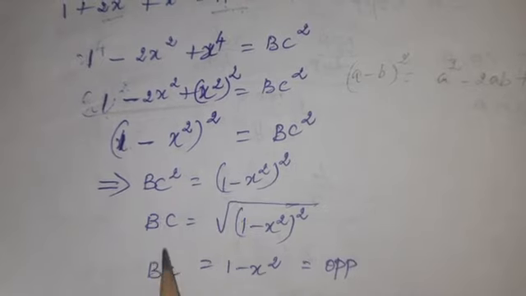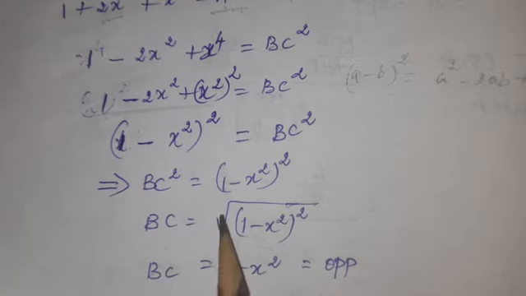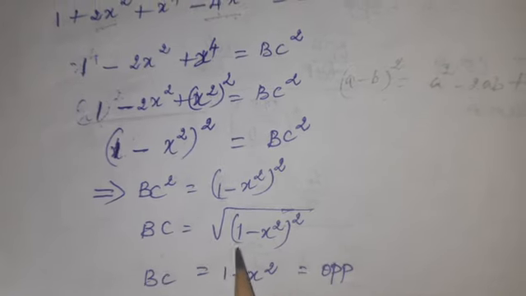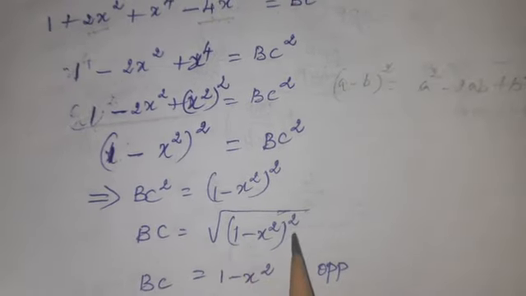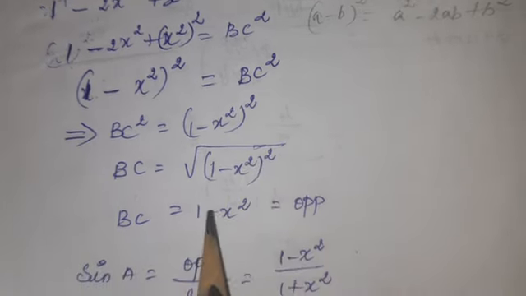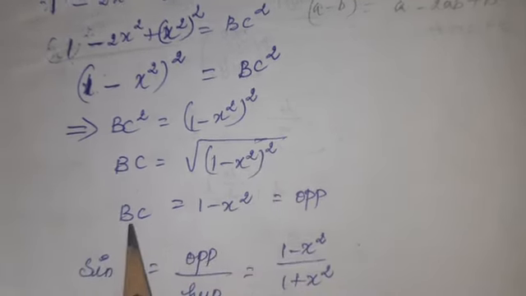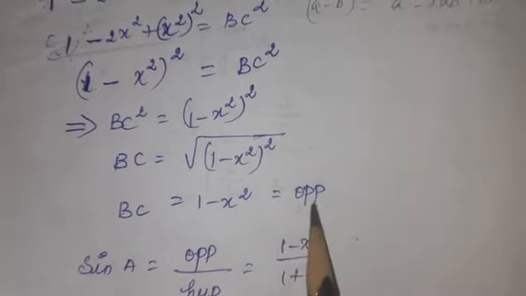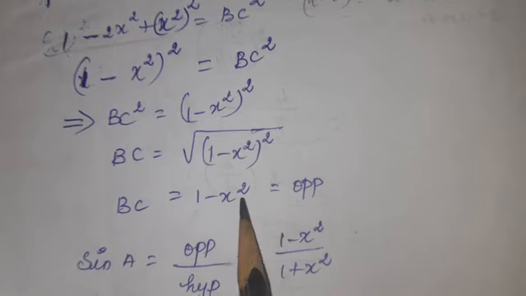We want to find only BC. So square comes this side, it will come as root of 1 minus x square the whole square. Now square and root get cancelled. You will get that inside what you are having, it is 1 minus x square. BC means what? Opposite. Therefore opposite value is 1 minus x square.